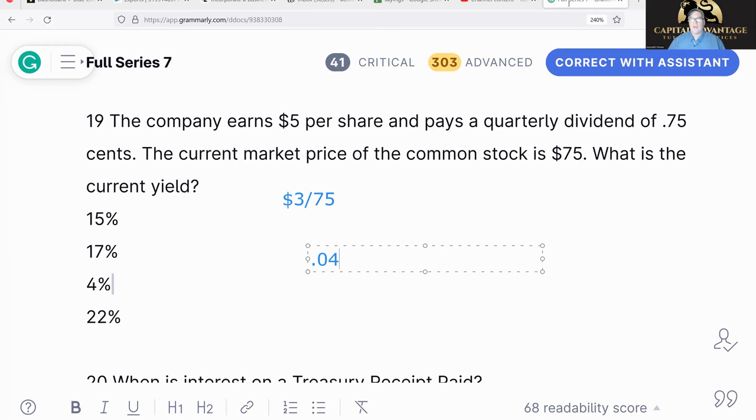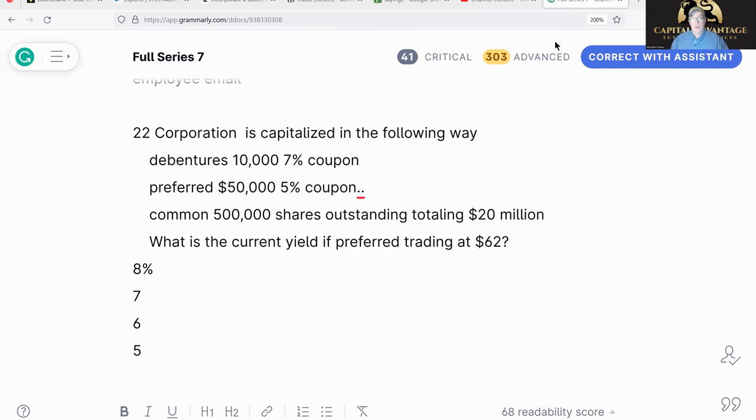Let's see if we can find another one. This one's a little more complicated. There's a lot in it, right? A corporation is capitalized the following way: debentures, preferred, common. They ask, what is the current yield of the preferred if it's trading at 62? So we have to do a little work. It's trading at 62, and we have to find the annual.